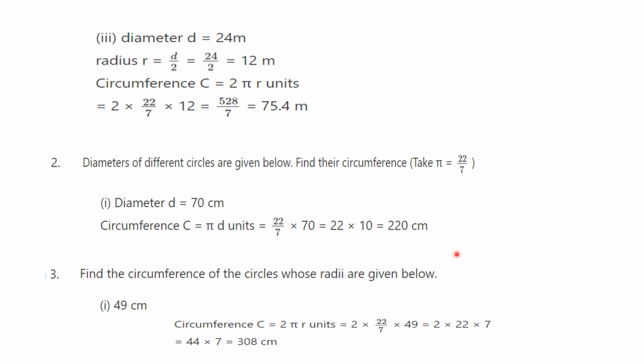Next question. Find the circumference of the circle whose radii are given below. So here one radius is r equal to 49 centimeter. Use what formula? Circumference C equal to 2 pi r units. So 2 into 22 by 7 into 49. 7 and 49 cancel with the 7 table. 49, 7 times, 7, 1 time. So 2 into 22 into 7. That is 44 into 7. 308 centimeter circumference.